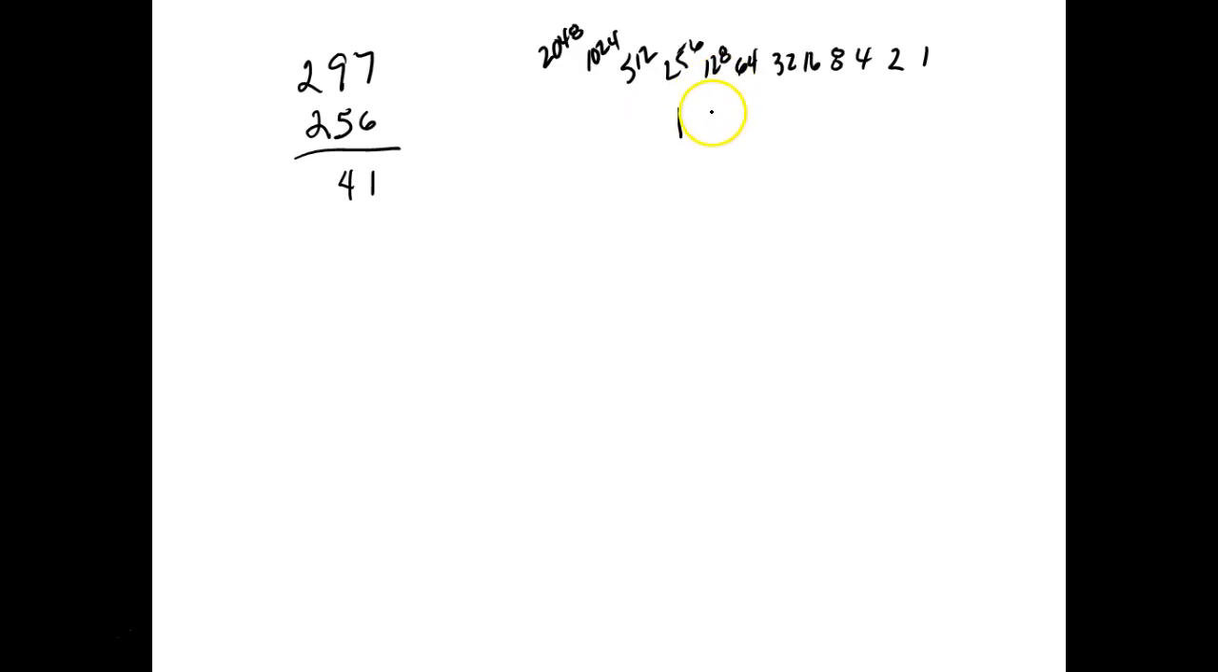So 41, we can't do a 128, but now we can do a 32. And what does that give me? 9. So that's going to be 1, 0, 0, 1, 0, 1, 0, 0, 1. Okay, so that's binary, right? You understand? Everybody okay? Any questions?